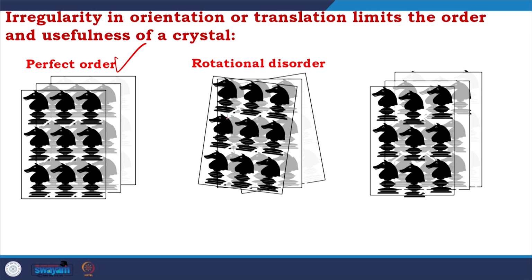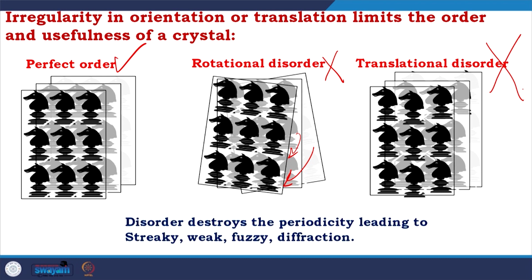Here you see that there is rotational disorder; this should be here, this should be here. So, rotational it is wrong. And here you see this is having translational disorder. So, this is also wrong. When you have them, the disorder destroys the periodicity leading to streaky, weak, fuzzy diffraction.